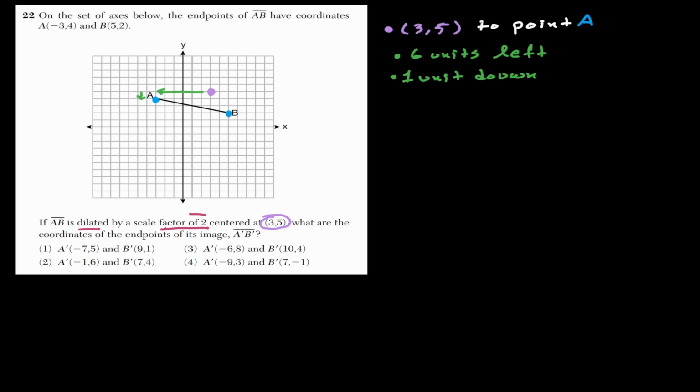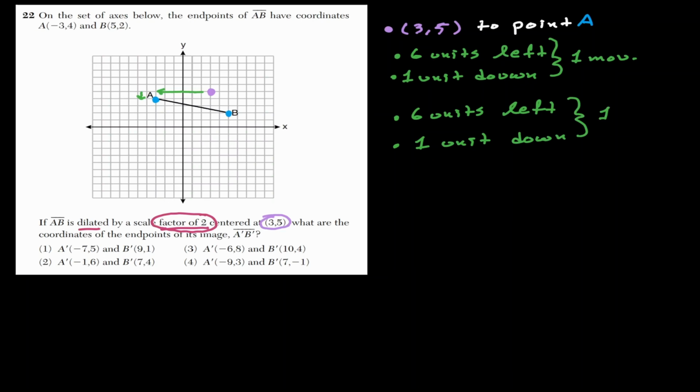Well, because we have a scale factor of 2, we need to perform this movement 2 times. So we already did it once, from the center of dilation to point A. Let's do that same movement one more time. So from A, let's move 6 to the left, and let's move 1 down. And it is here where we're going to find the location of A prime, at (-9, 3).